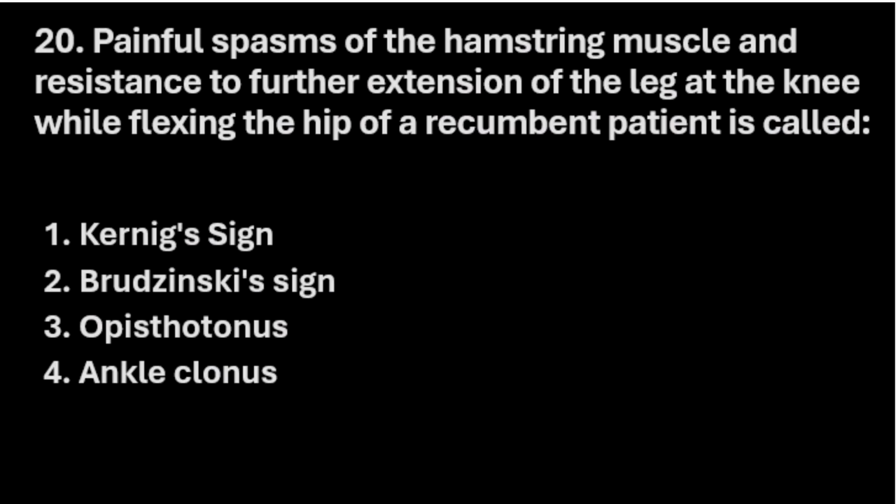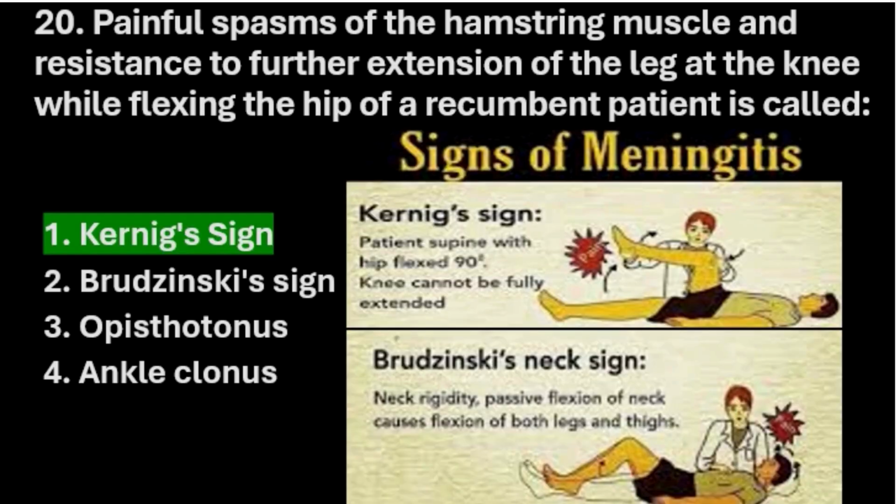Next question. Painful spasm of hamstring muscle and persistence to further extension of the leg at the knee while flexing the hip of a recumbent patient is option 1, Kernig's sign, option 2, Brudzinski sign, option 3, opisthotonus, and option 4 is ankle clonus. The right answer here is option 1, Kernig's sign.